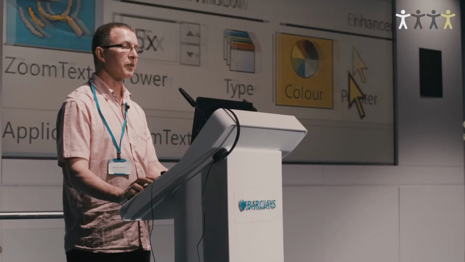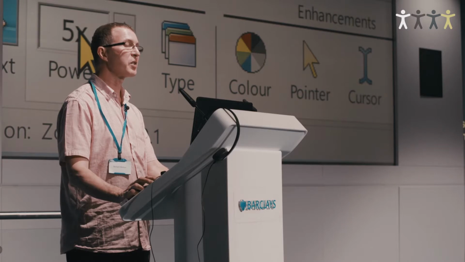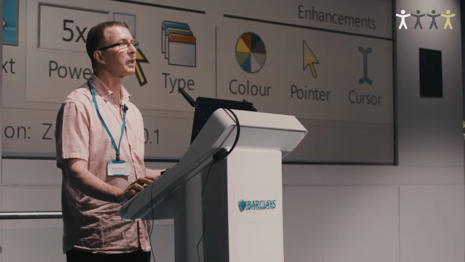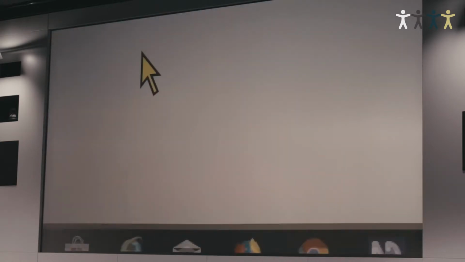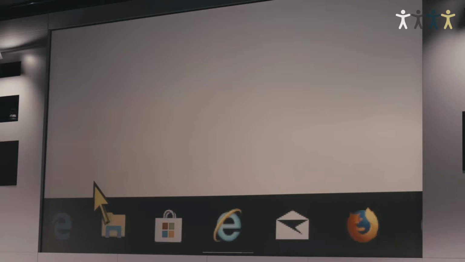You can change, obviously, magnification levels. I've got this set at 5 times, which is a sort of medium magnification, just enough to be able to see the effects of it. But a lot of people would use it a lot higher than that, 10, 20 times, for example, to the extent that you might only see a few characters on page at one time.